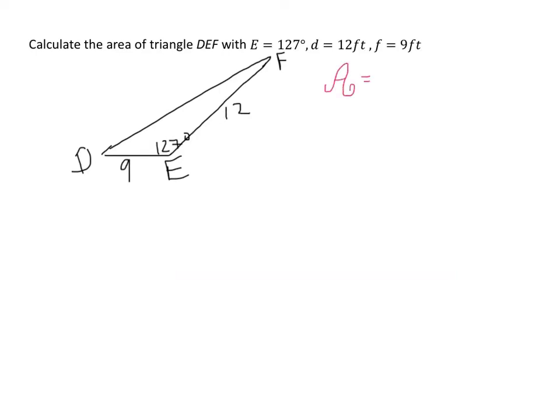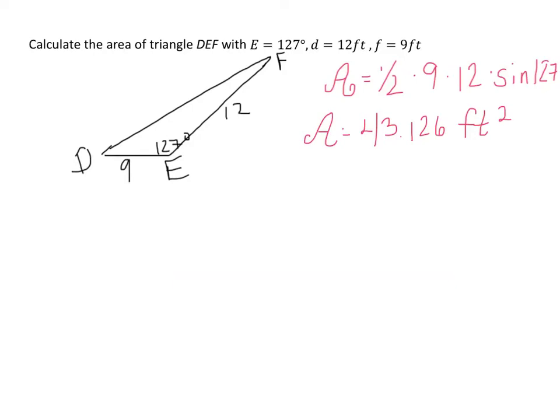So area is 1/2, one side which is 9, the other side which is 12, times the sine of the angle. I can plug this entire thing directly into my calculator, and when I do, I find that the area is equal to 43.126, and in this case it's square feet.